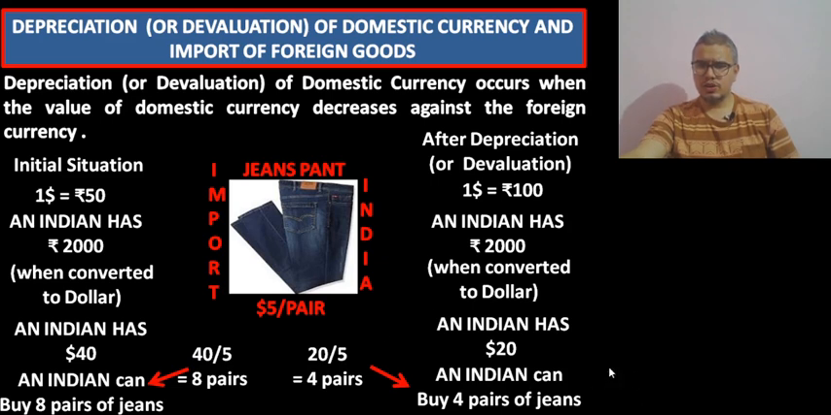Why is it so? It is so because earlier with this rate $1 equals rupee 50, Indians were to pay 5 into 50, 250 rupees for 1 pair of jeans. Now with this exchange rate, Indians will have to pay 500 rupees for 1 pair of jeans. So obviously jeans pant has now become relatively expensive for the Indians to purchase. So as a result, they will purchase less of jeans from USA than it was earlier.